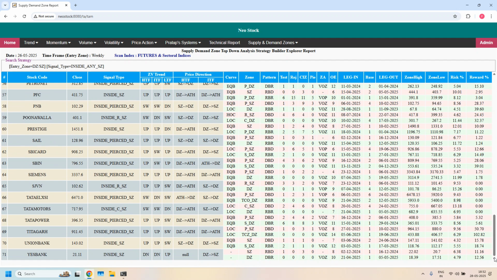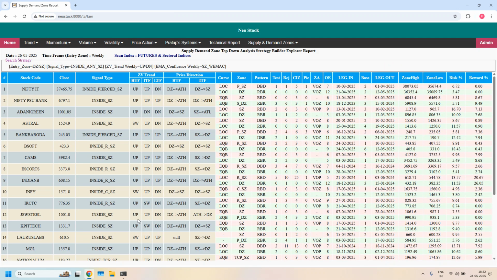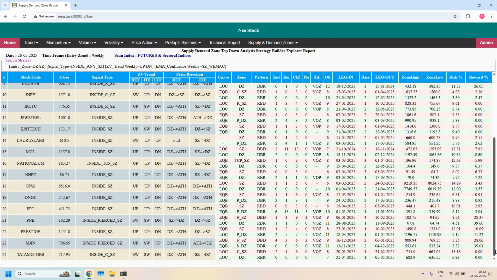Out of these 71, how many are having weekly supply zones with weekly EMA confluence? And also trend on the weekly should not be sideways, it should be up or down. With these filters, now the list is reduced. First 15 stocks in the list. Scrolling the list down. So total 24 stocks are filtered. So this is about weekly time frame.